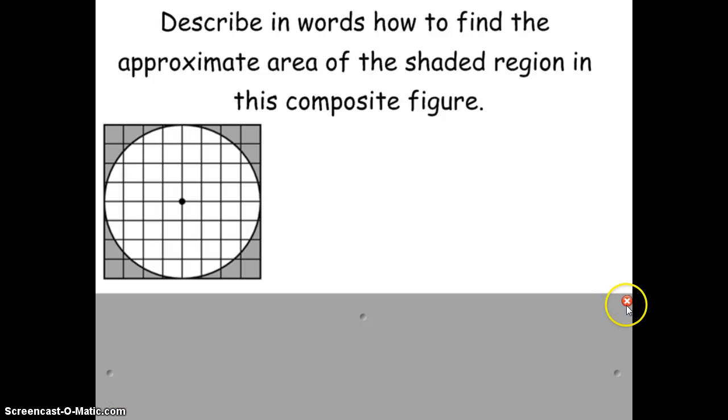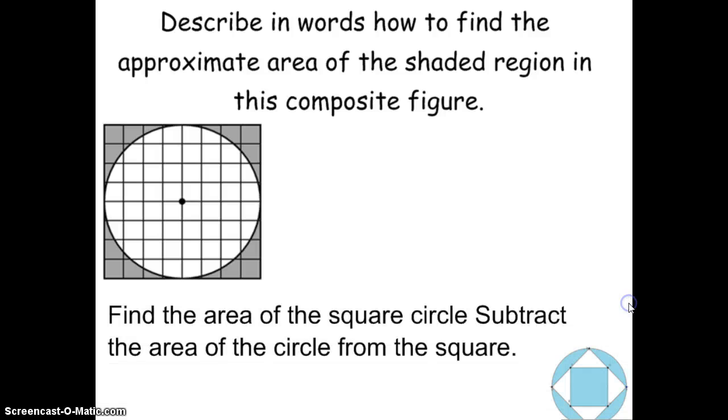We notice that there are 2 shapes. I see both a square and a circle. So to find the shaded region, I find the area of the square and subtract the area of the circle from the square. Go ahead and pause your video to find the area of the circle and the square and then subtract them.